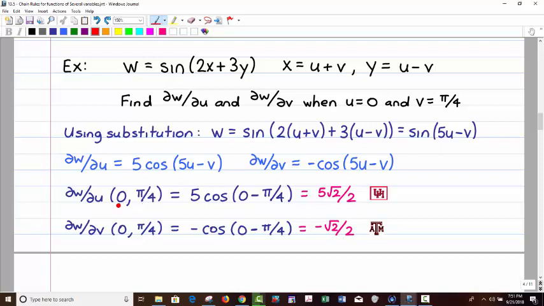Okay, the rest of this is just plugging in the 0 and the pi over 4. So you get 5 square root of 2 over 2 for the partial with respect to u, and then you'll get negative root 2 over 2 for the partial with respect to v at that point, 0, pi over 4. So the key is, as long as you get the partial of w with respect to u and the partial of w with respect to v, you pretty much have it taken care of. The only other step you might have to do would be substituting a numerical value. But if not, that would have been it right there.